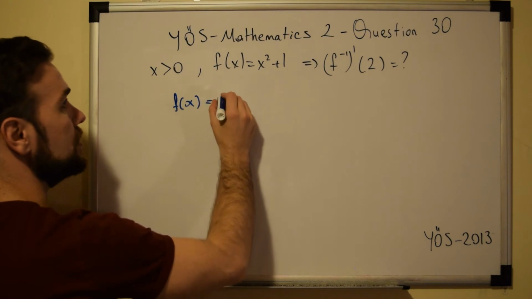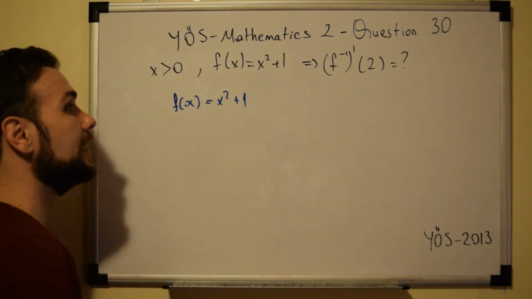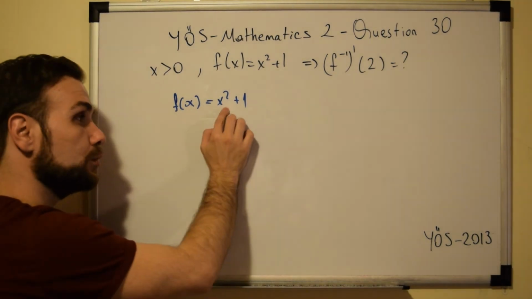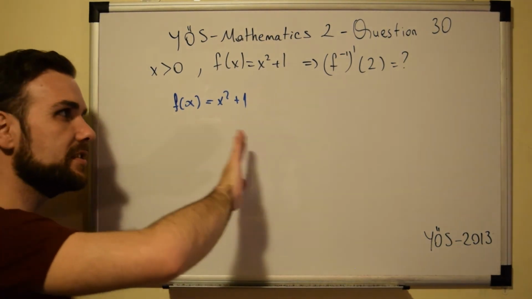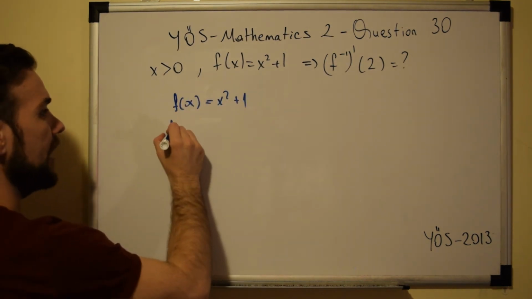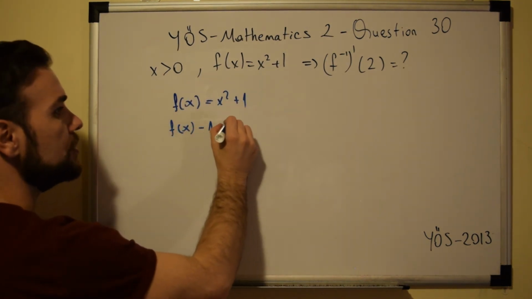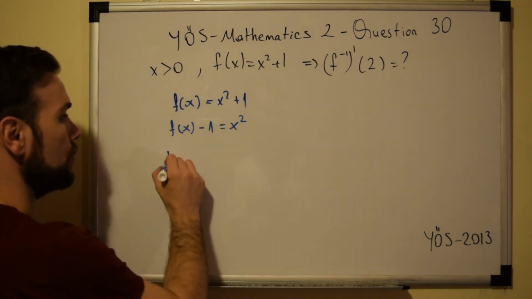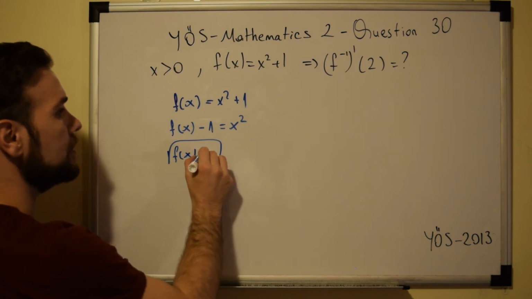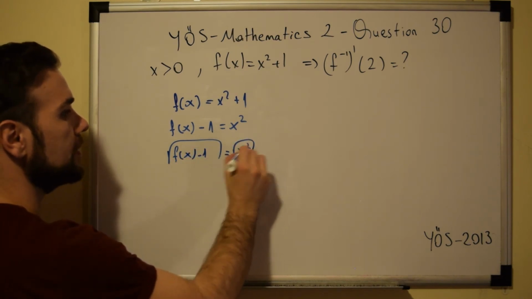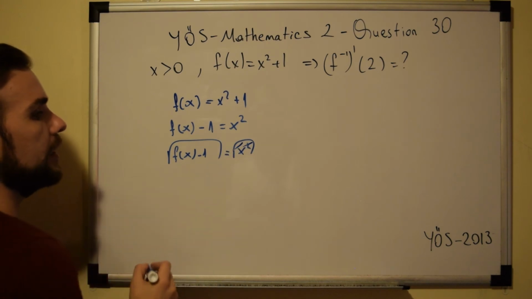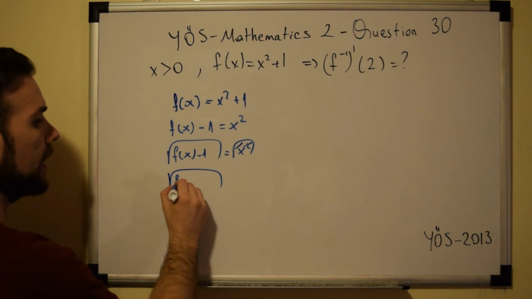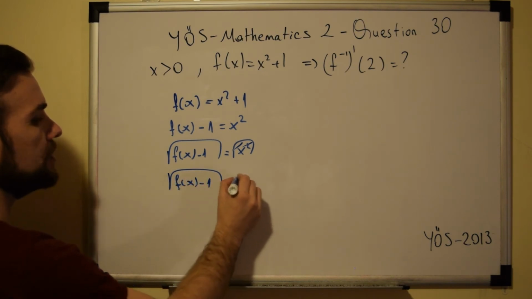So we have f(x), which is equal to x squared plus 1. In order for us to be able to find the inverse of f(x), the first step is to try to leave this x alone on one side. So it means that we have f(x) minus 1, which is equal to x squared. And now we take the square root of both sides. So we have the square root of f(x) minus 1, which is equal to the square root of x to the power of 2. So here the power of 2 cancels the square root, so we have the square root of f(x) minus 1, which is equal to x.